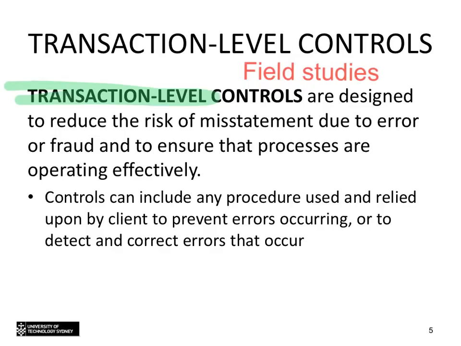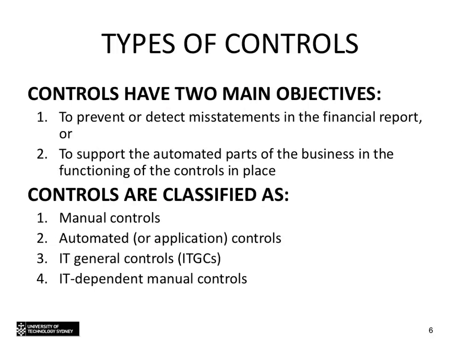Okay, so it says there, controls can be any procedure used and relied upon to prevent errors from occurring or detecting them. And that's really important there, the idea of prevent or detect and correct, right? Obviously, the ideal is to stop an error from happening, but if an error does manage to slip by, I want to be able to find it before I make a big decision using the wrong information. All right, so we've got preventing and detecting as our types of errors.